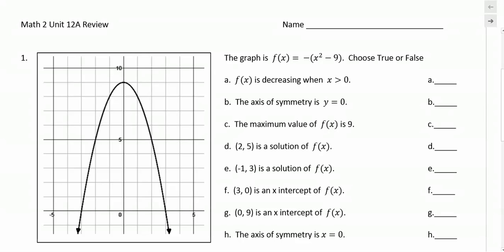This is the Math 2 Honors Unit 12 review. And number 1 here says the graph is f of x equals negative x squared minus 9. Choose true or false.